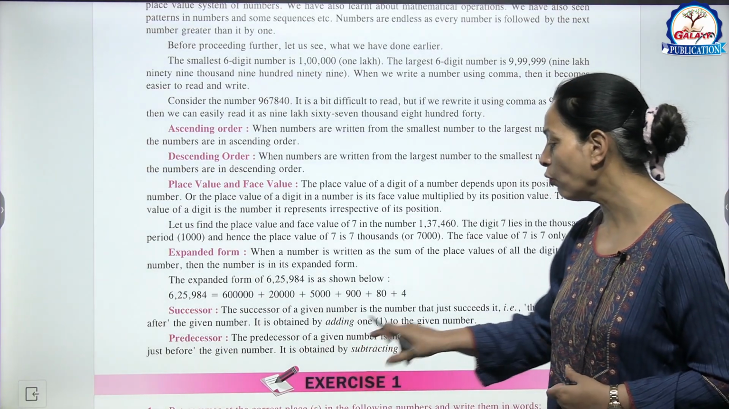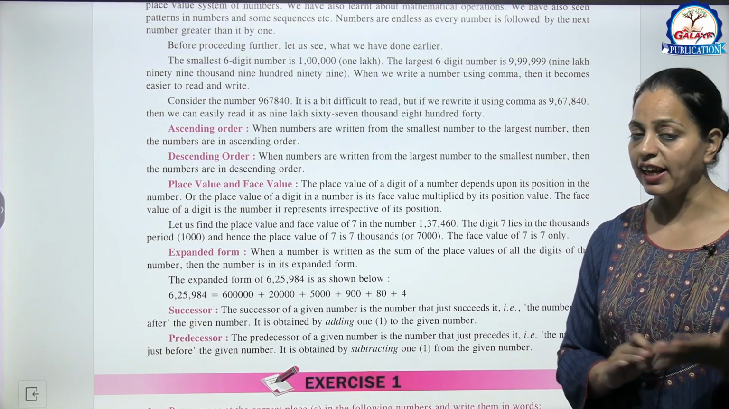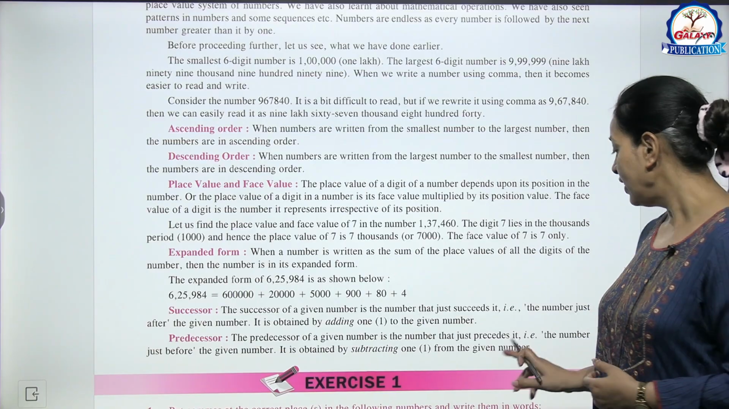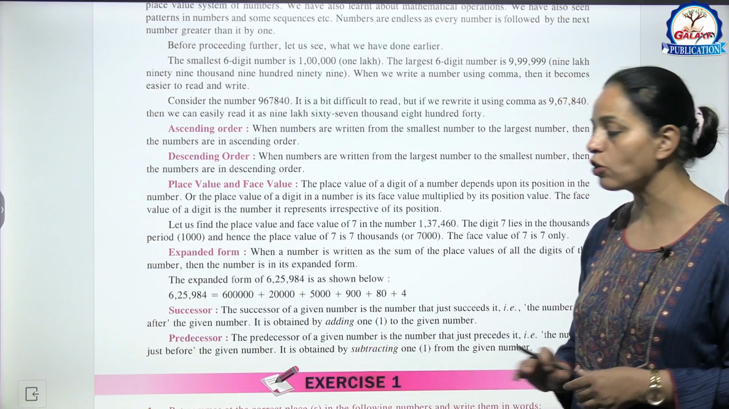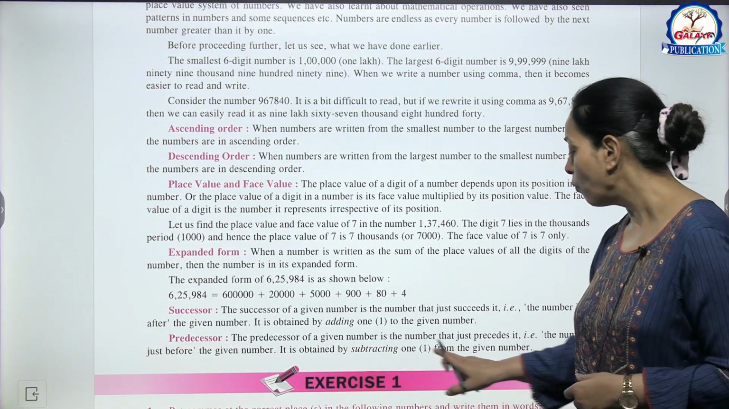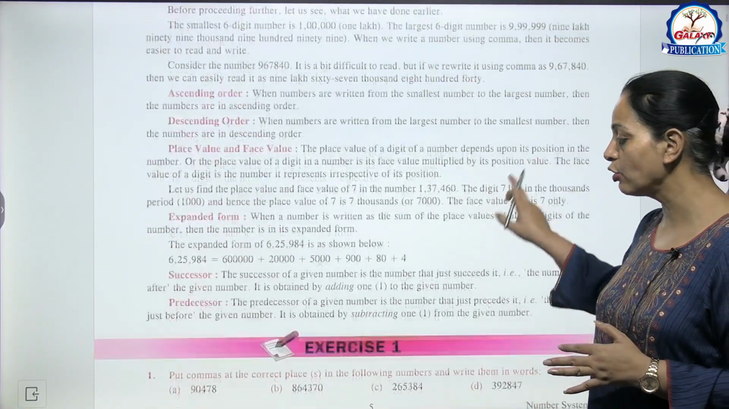The next is predecessor. The predecessor of a given number is the number that just precedes it, meaning the one that comes just before it. That is the number just before the given number. It is obtained by subtracting 1 from the given number. I hope these are clear to you.